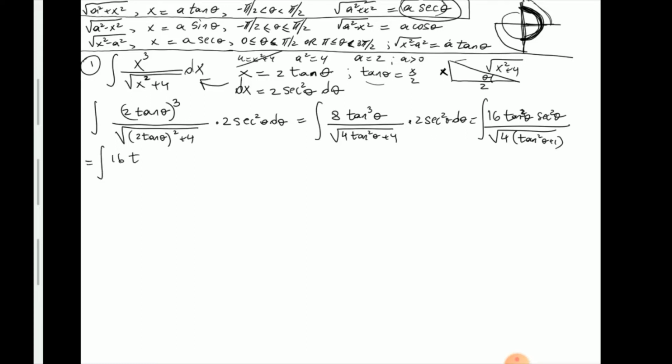16 tangent cubed secant squared. And 1 plus tangent squared is secant squared, so the radical is 2 secant. Later on I'm going to just write right away what the radical becomes because we know already from what I wrote here on the top of the page. Secant is positive because we restrict theta to that interval I mentioned before.